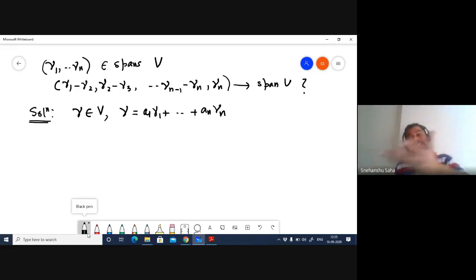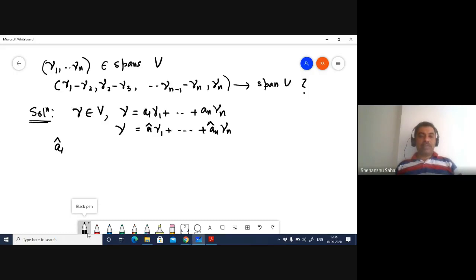Now, this spanning list is not unique, right? Which means that I can always find another set of coefficients such that the vector can be expressed as a linear combination of the same vectors, right? Now the question is, what are those coefficients?